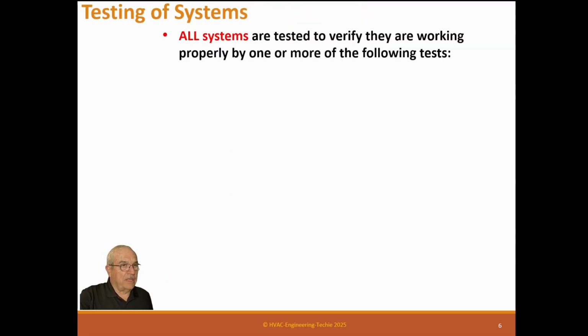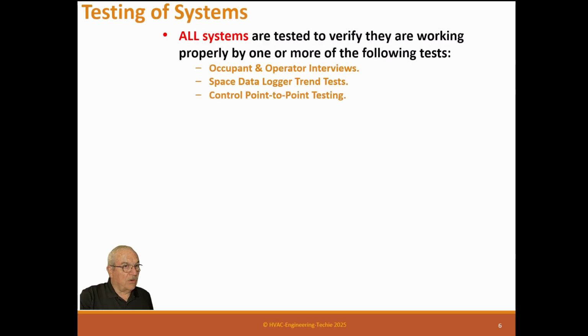All right, system testing. All systems are tested to verify they are working properly by one or more of the following tests. We've already talked about this: occupant and operator interviews, space data logger trends, or control point testing. These three are best practice, so you're probably going to end up doing these anyway. Because what we find is there are always problems with point testing, there are always space problems, and the occupant interviews you need. So these are your observations.